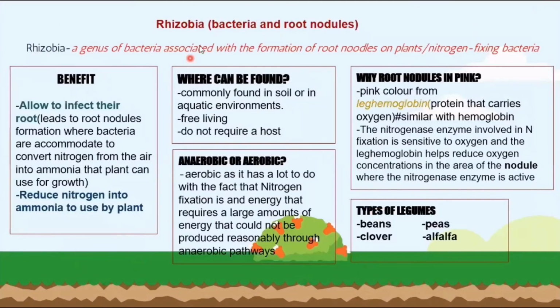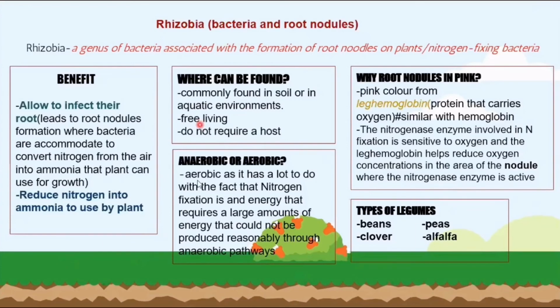First, rhizobia. Rhizobia is the relationship between the bacteria and root nodules. Rhizobia, also known as nitrogen-fixing bacteria, are allowed to infect the root and reduce nitrogen into ammonia to be used by the plant. Rhizobia can also be found in soil or in aquatic environments as free living.